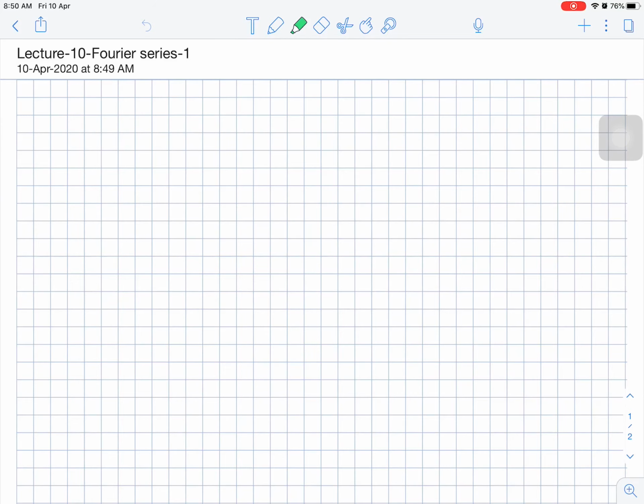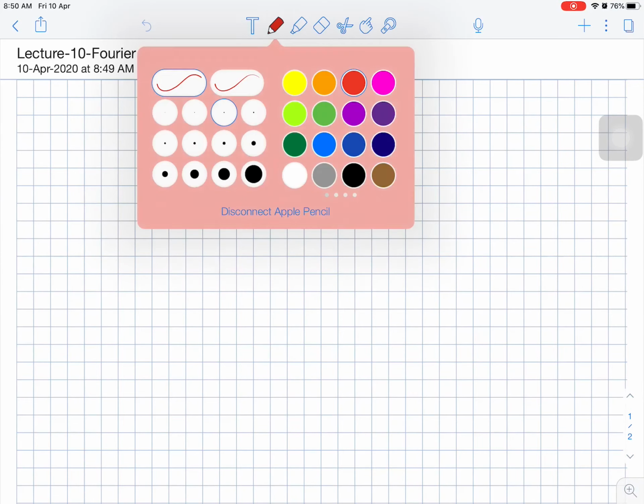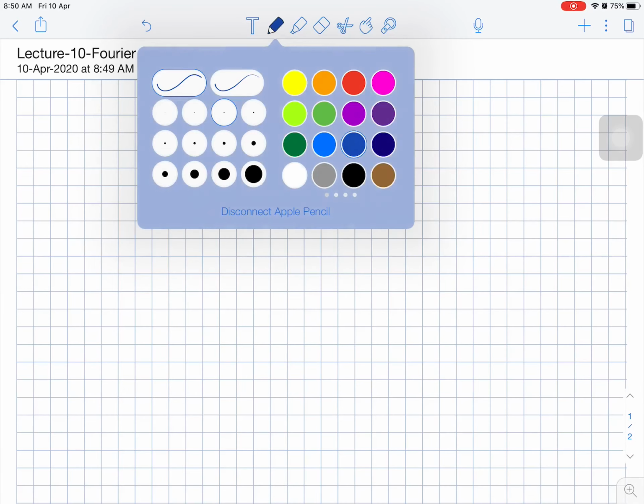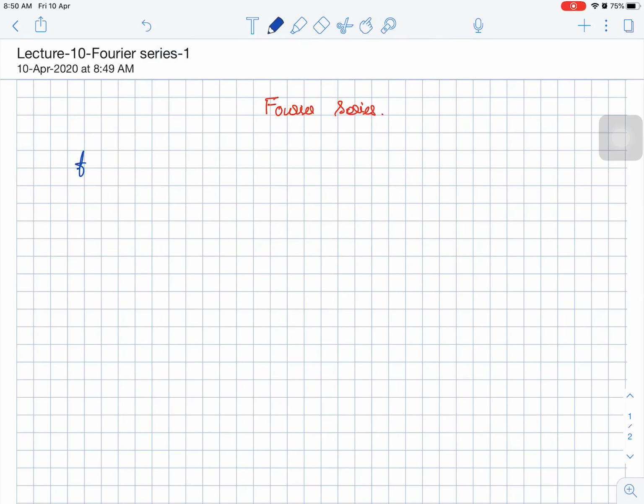So we will see Fourier series today. If we have a function f of x and it repeats itself after some period T, then this is called periodic.